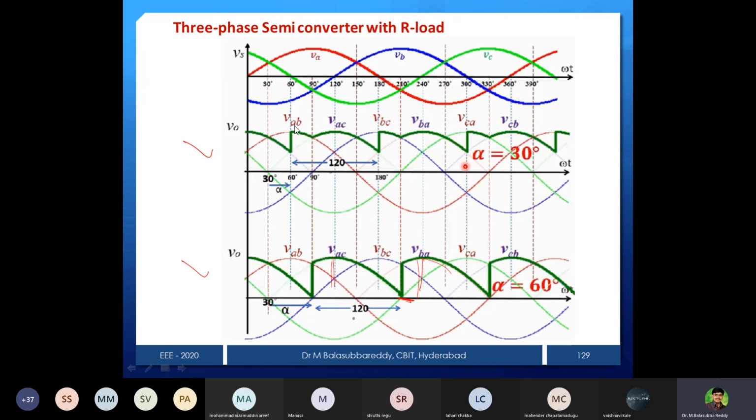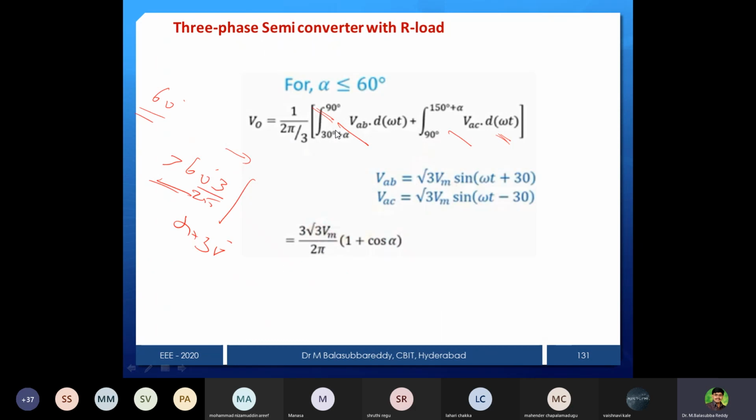That's why I mentioned VAB is alpha plus 30 to 90 degrees, and 90 to the remaining voltage, total 120 degrees. So you can see that the total is 120 degrees. That will be an AC voltage, like that, any value. Now you can see AB and then AC.